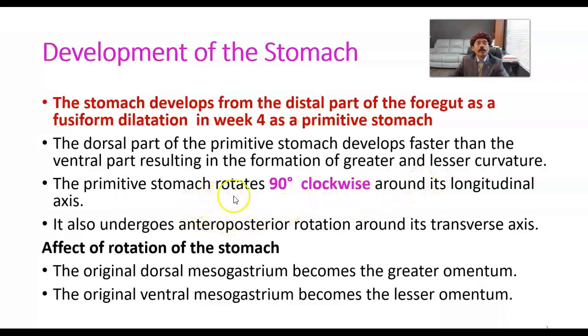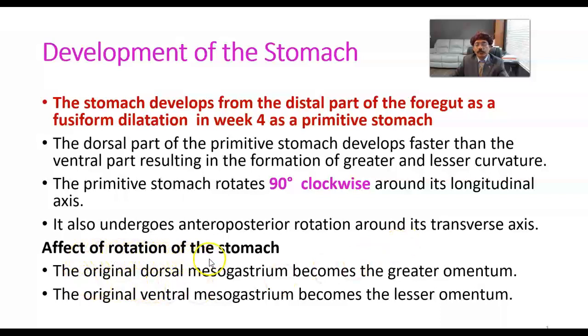The primitive stomach rotates 90 degrees clockwise around its longitudinal axis. It also undergoes anteroposterior rotation around its transverse axis. So in anatomical position, we can hold the stomach on our palm in an oblique position, because of the anteroposterior rotation of its transverse axis.